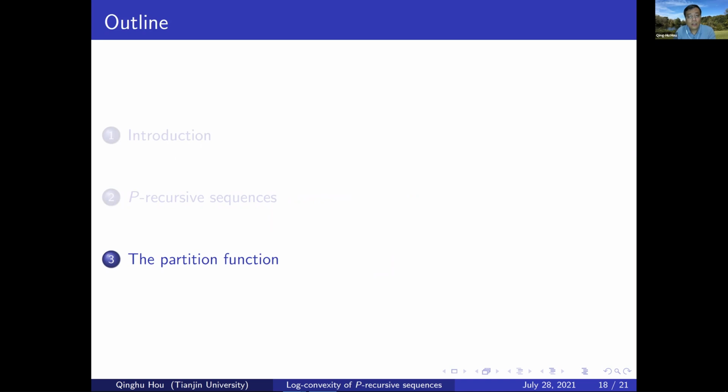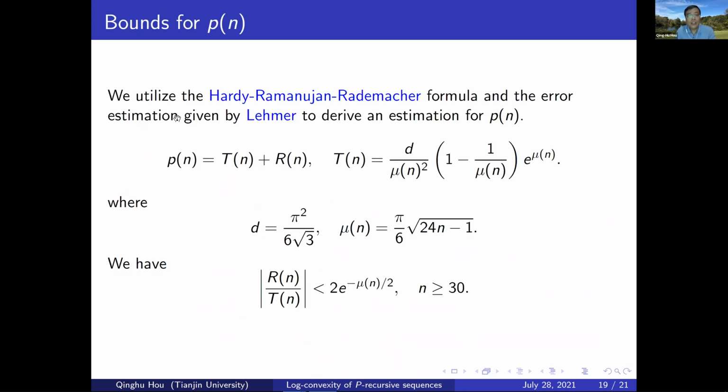We find that this process also works for the partition function, but this time we need the Hardy-Ramanujan-Rademacher formula and the error estimation given by the lemma to derive an estimation for p(n). In fact, p(n) contains two parts. T(n) is the main part and R(n) is the error part. We have this estimation. The error part is relatively small. We can see that u(n) is approximately the square root of n, and the error part is just exponentially small. Okay.